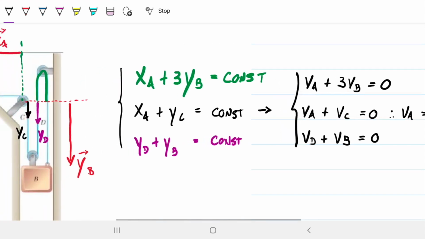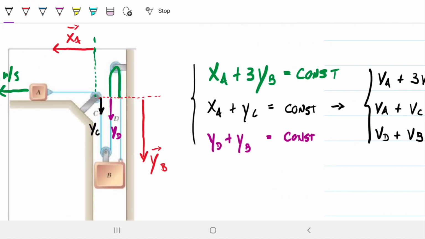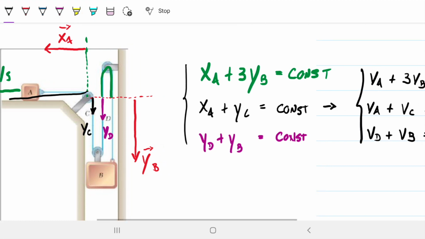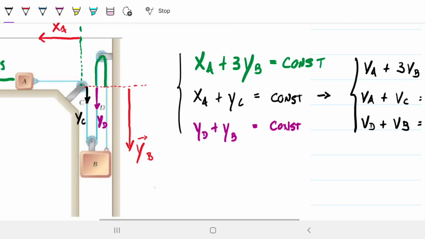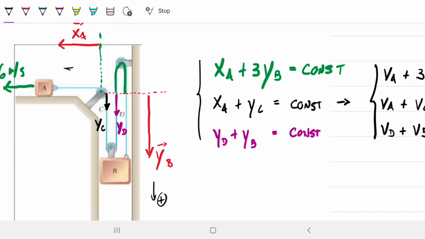So what is that saying? That's saying that if my A is increasing, that is, if my A is going that way, then my Y is going to be decreasing. It's going to be going this way, which is very intuitive. So if my A is going to the left, my point C is going to go upwards, not downwards. Note that we made downwards positive here, and we made leftwards positive.